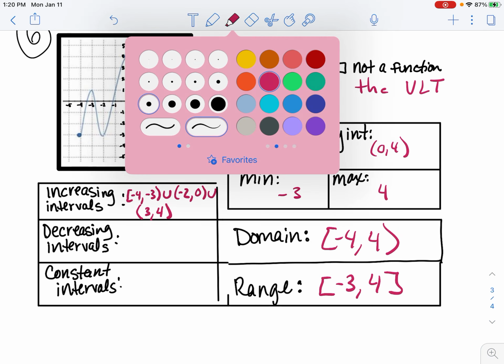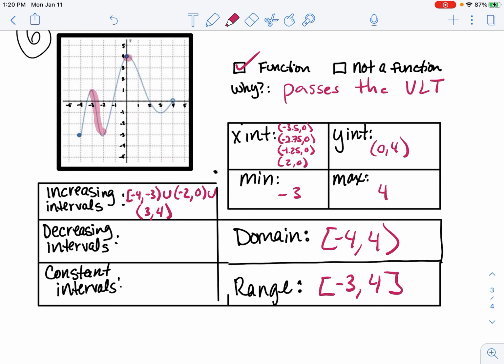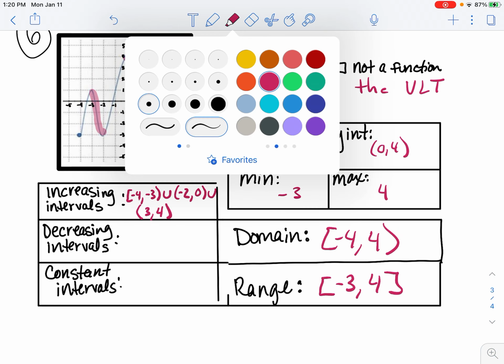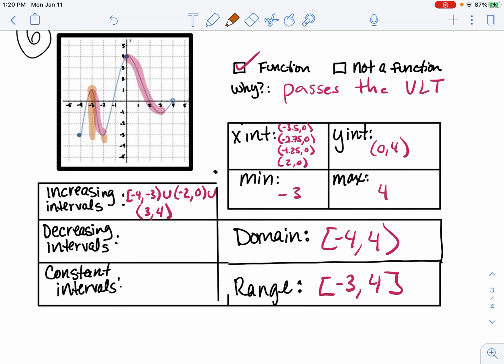Then we have decreasing, where it's going down here, and it's going down here. So from -3 to -2, and from 0 to 3. So it's changing direction, -3 until -2, and from 0 until 3. And because it's changing direction every time, those would all be parentheses. It's never constant, so not applicable.